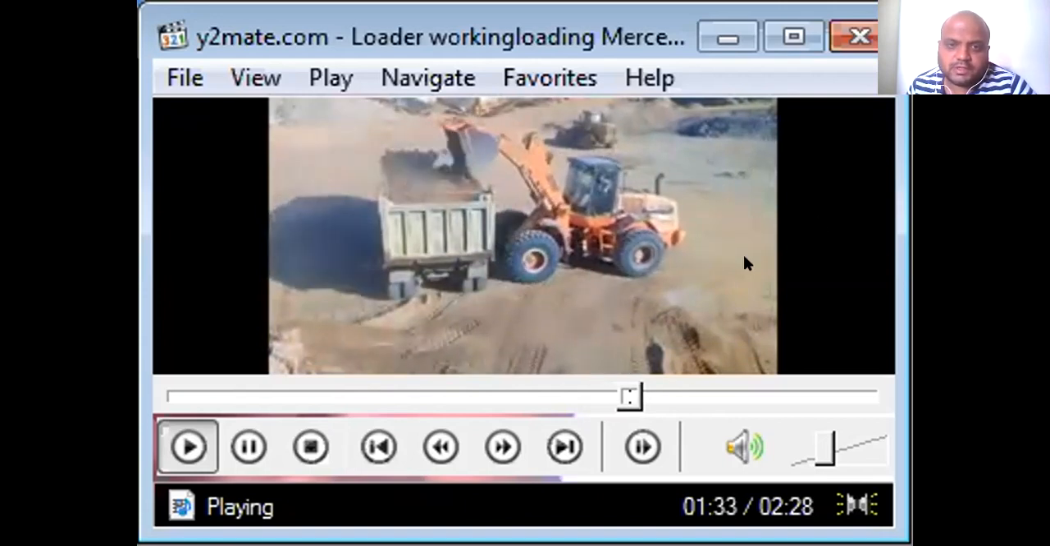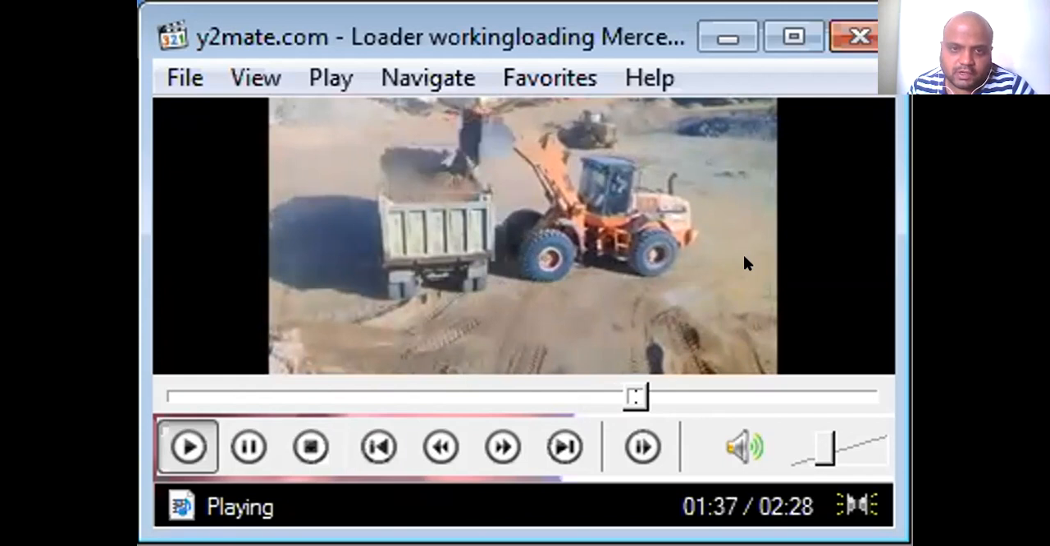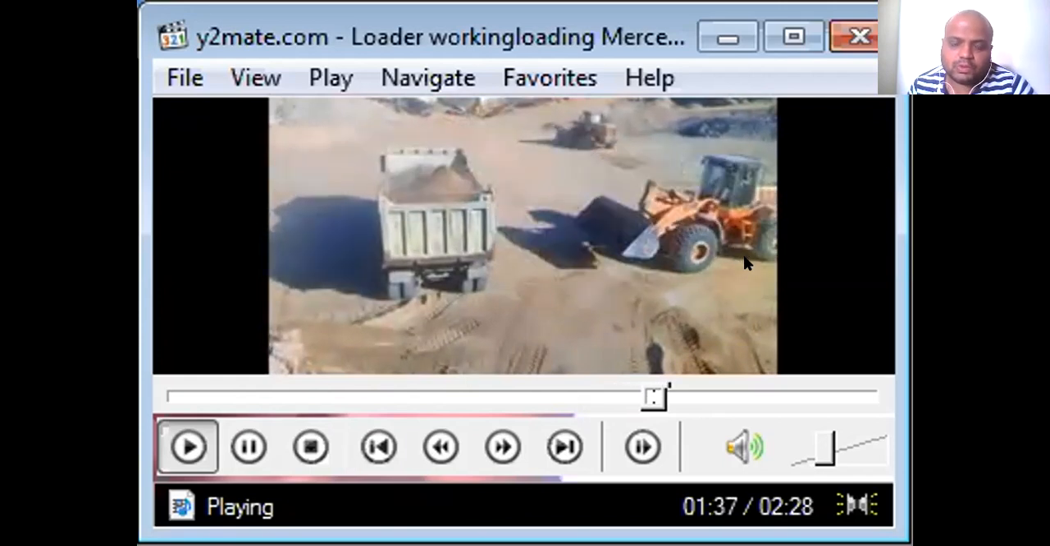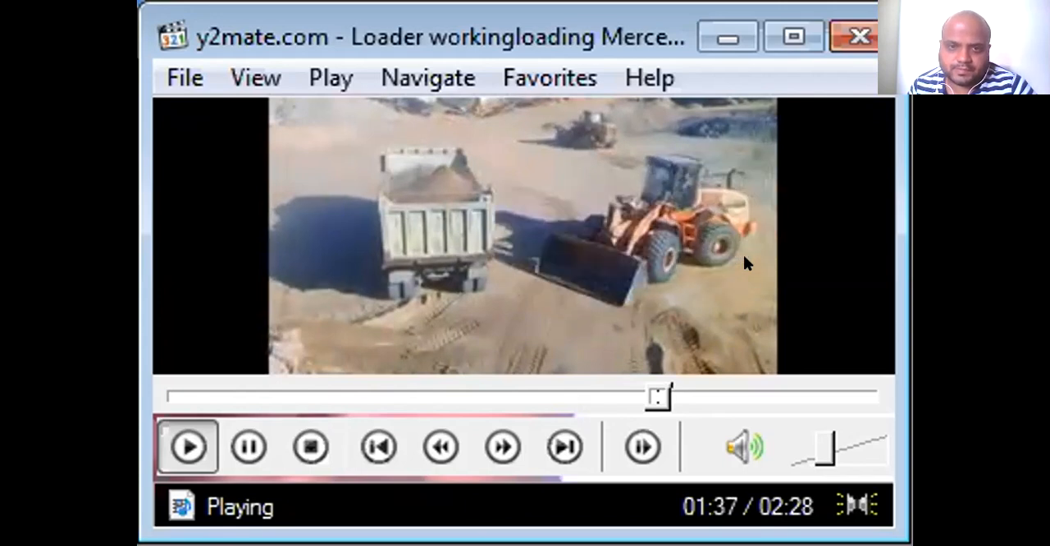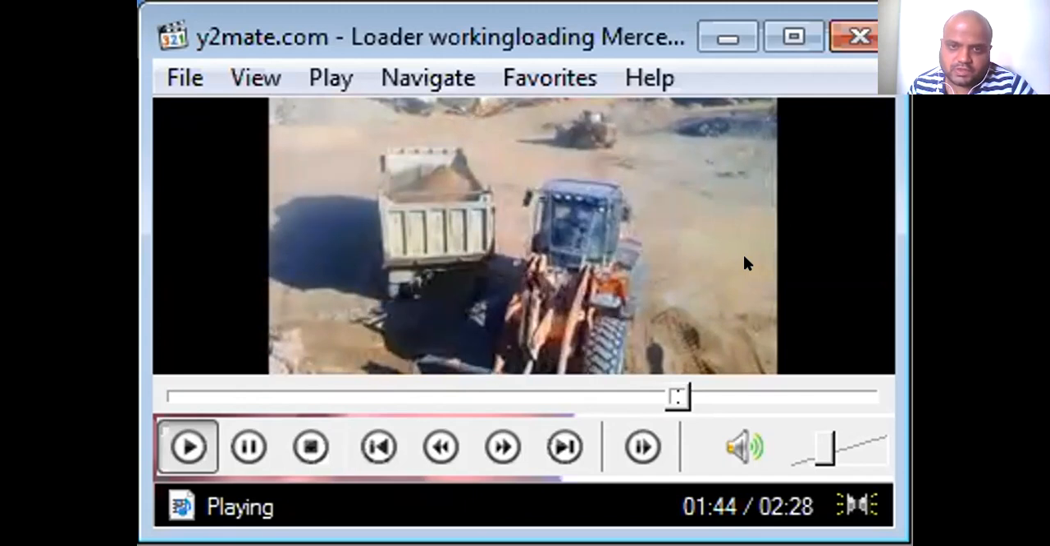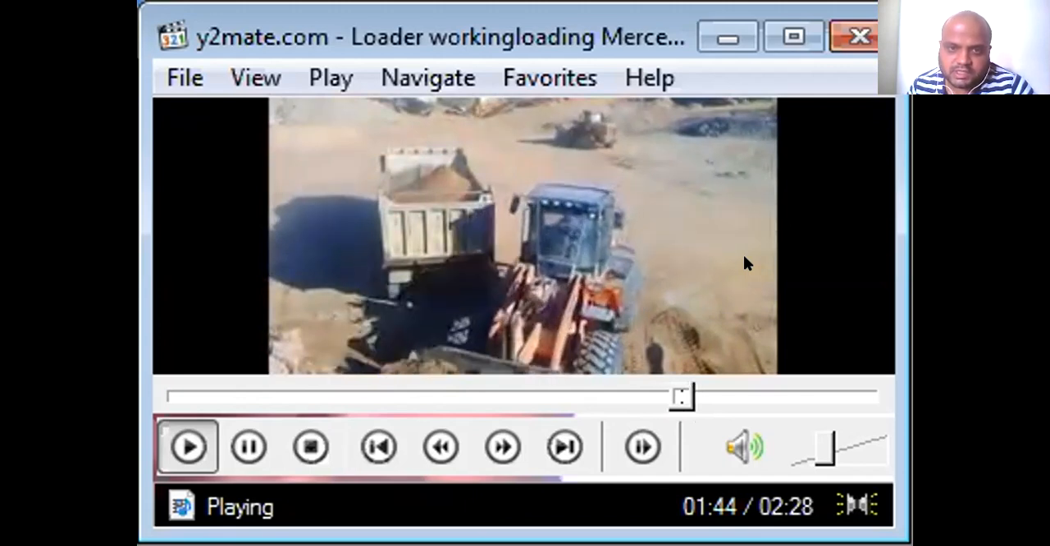See, a loader can be a dozer, it can be a front end excavator like this, it can be a backhoe. Loader can be anything. Here we are using a front end loader. So three cycles of the loader are completed. Still the dumper is not filled.